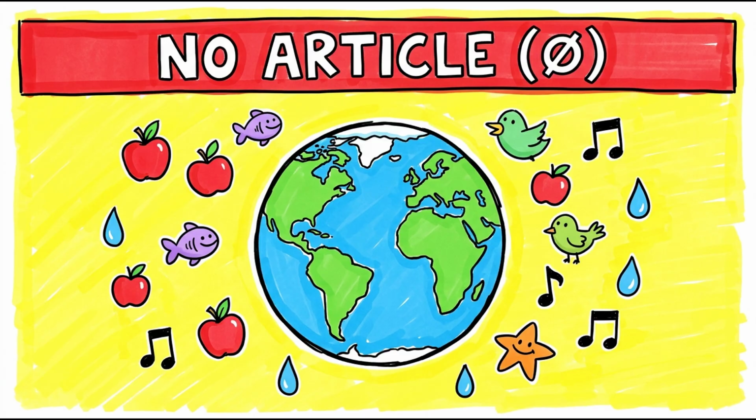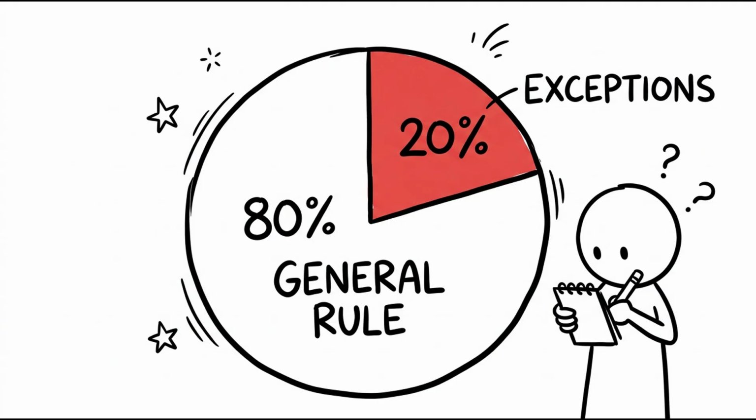You use no article when you're talking about plural items in general, or uncountable concepts as a whole. You say, I love music, not I love the music. You say, water is essential for life, not a water is essential. In both cases, you're treating the noun as one big general category, rather than any single item.